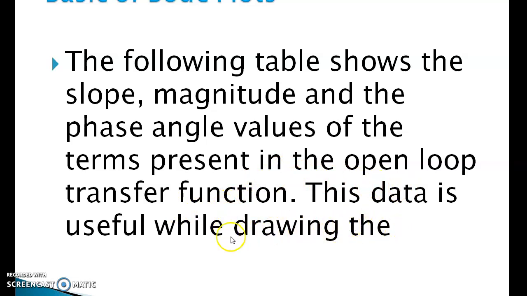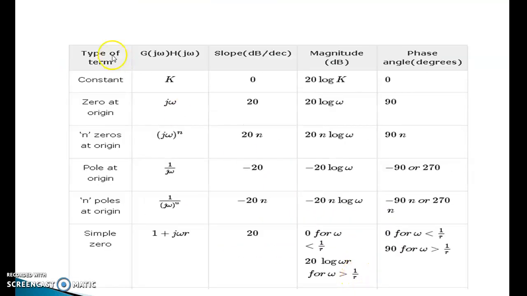This data is useful while drawing the Bode plot. This table represents the type of the term G(j omega)H(j omega), slope in dB per decade, magnitude in decibel, and phase angle in degree. So terms, type of constant: the first one is constant K, and slope is 0, magnitude 20 log K, angle is 0 degree.